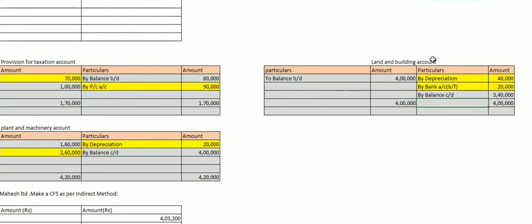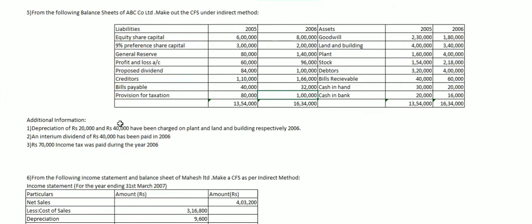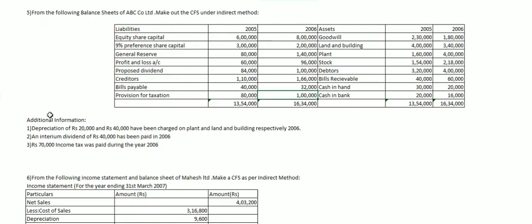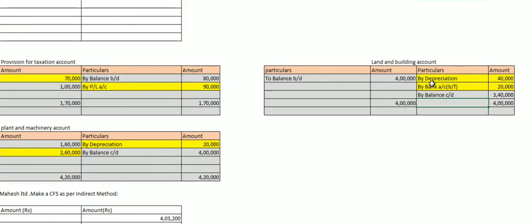So next, moving on to your land and buildings account. So you have the depreciation given, so you'll prepare land and buildings account. Opening balance is 4 lakh, closing balance is 3,40,000. So to balance brought down, you will have a debit balance basically. So hence it will be to balance brought down 4 lakhs, by balance carried down 3,40,000. So if you see the current year's depreciation, so depreciation for land and building is 40,000. So by depreciation account 40,000. So this by bank account is nothing but balancing figure.